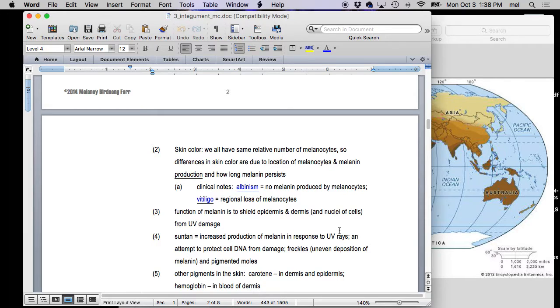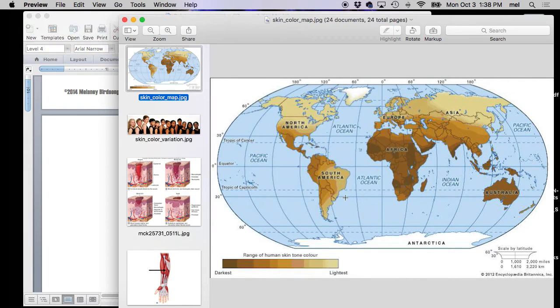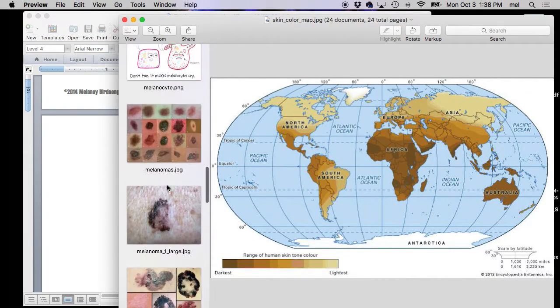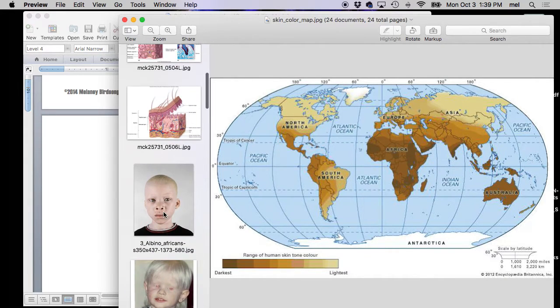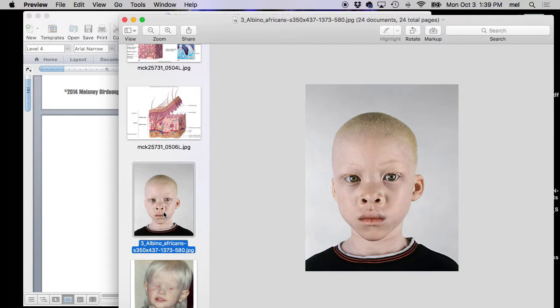Anyway, okay, clinical notes. So what if you can't produce melanin? If you can't produce melanin genetically, then you have a genetic disorder called albinism. Genetically, albinism means one or more of the genes for producing melanin is mutated and you can't produce it adequately. You're born with albinism if you have it. And this little boy has albinism of the skin and the hair and partial albinism of the eyes.